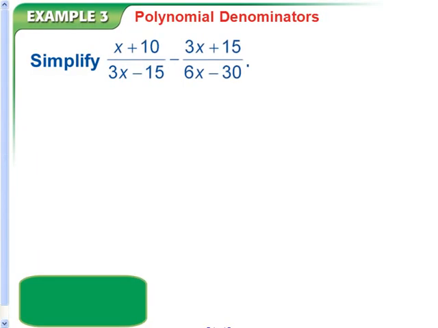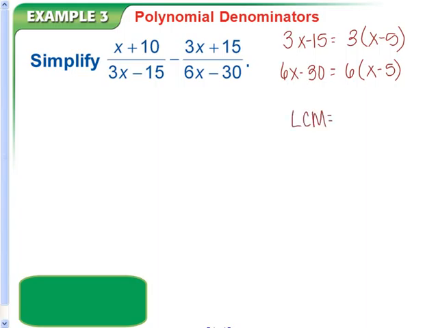All right, last example for this video. Okay, let's see what this least common multiple would be. We need to start by factoring the bottom. So 3x minus 15 is going to become 3 times (x minus 5). 6x minus 30 becomes 6 times (x minus 5). So the least common multiple is going to be 6 times (x minus 5), because we could multiply that 3 by 2 to get 6.